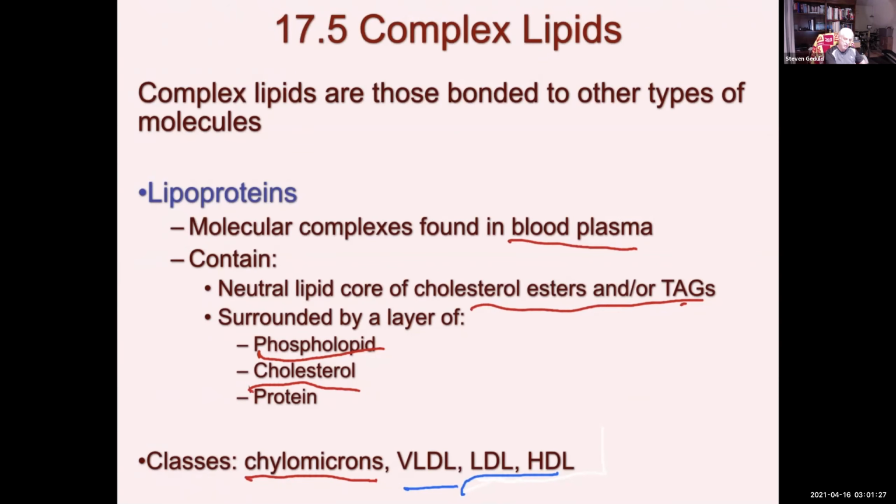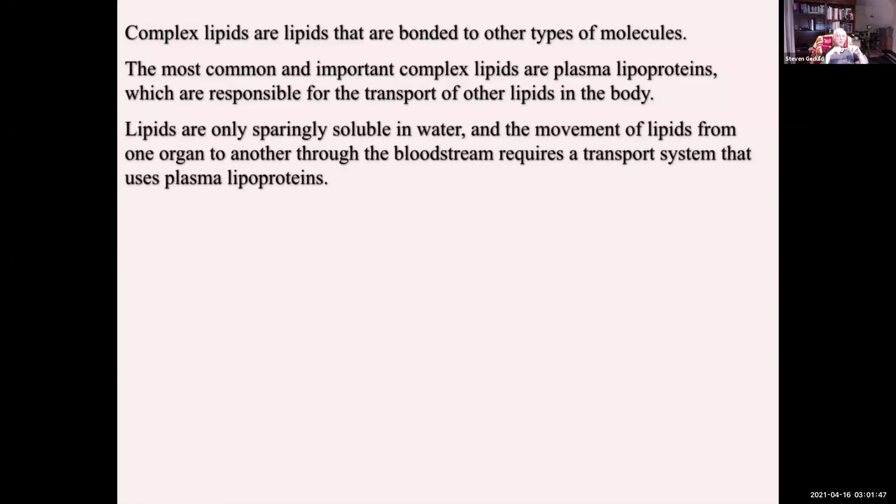Now, these complex lipids are lipids that are bound to other types of molecules, like we said, with protein. The most common important complex lipids are the plasma lipoproteins. They're responsible for transport of other lipids in the body as it transfers them through the bloodstream. Okay. Lipids are only sparingly soluble in water. They're not very soluble in water. Movement of lipids from one organ to another goes through the bloodstream, which requires a transport system. That transport system is the plasma lipoproteins that occur in the blood plasma.